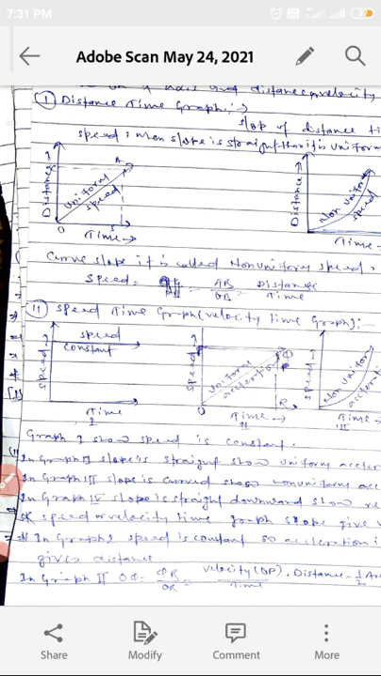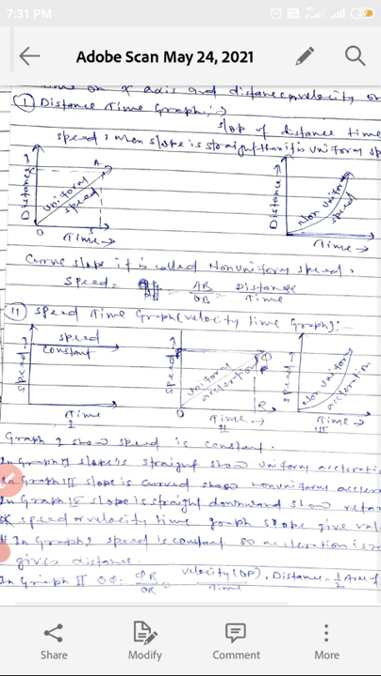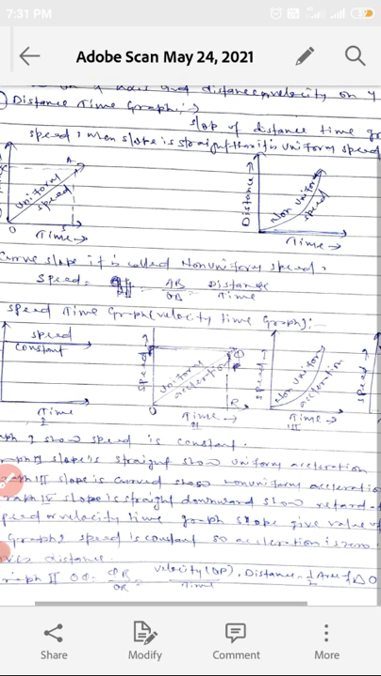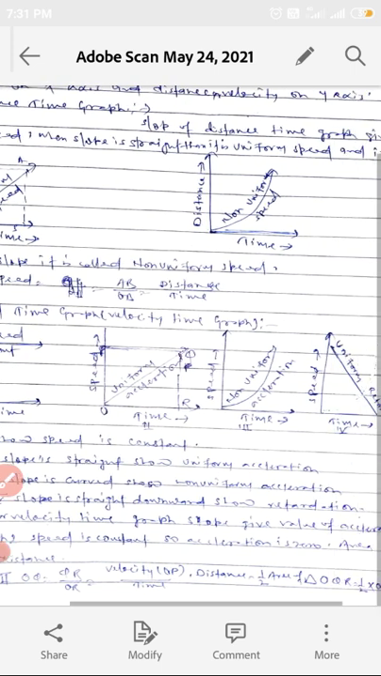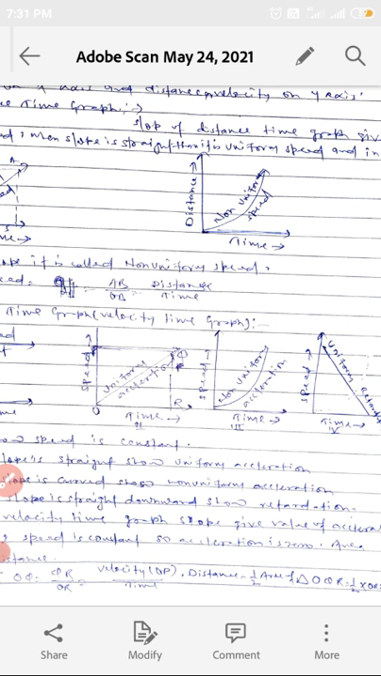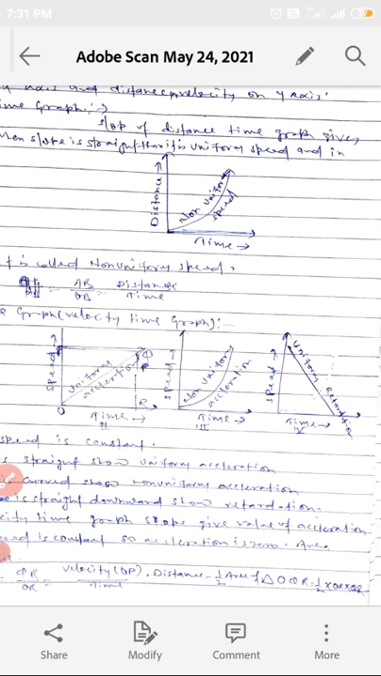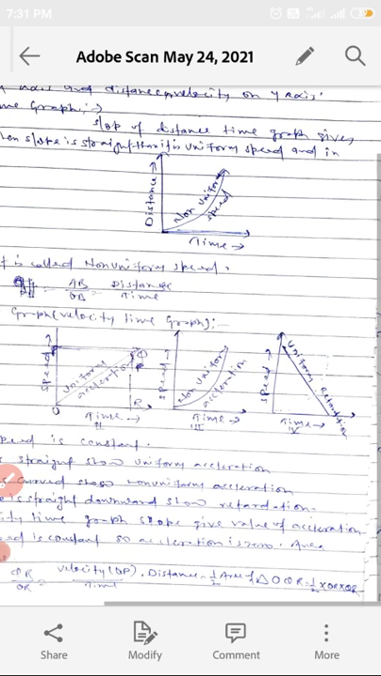Area gives distance. In graph second, OQ is equal to QR by OR. QR means velocity, OR means time. Distance is equal to the area of triangle OQR, which is half into QR into OR.